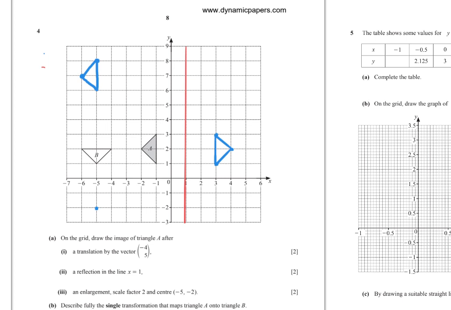So 8 to the right and 6 up. So this is the point, which is 3 and 4. Now you can deduce the rest. Because the scale factor is 2, this side 2 will be 4, because we multiply each side by the scale factor.